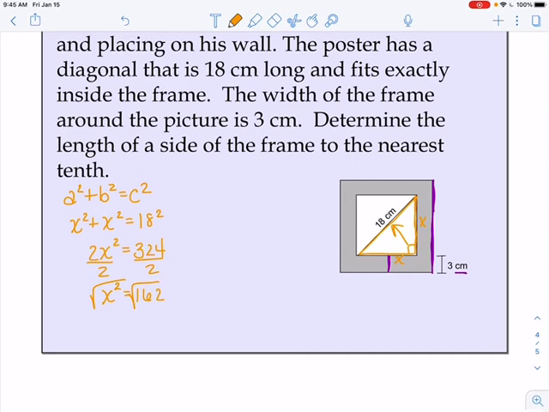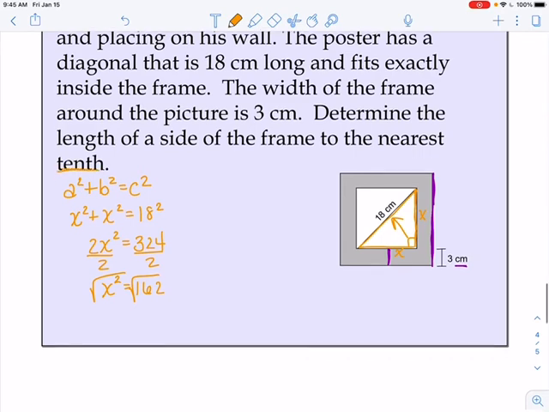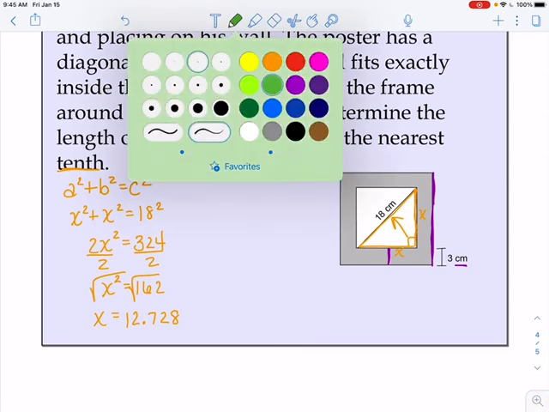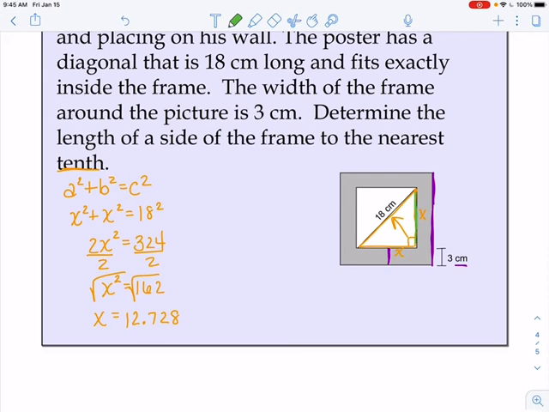Eventually I'm going to have to do this to the nearest tenth. So I'm going to put the square root of 162 into the calculator, and I'm not going to round to the nearest tenth yet. So I'm going to push it out a couple spots. How about 12.728? So far, this green side, we know that that's 12.728. But I want to find the purple side altogether.